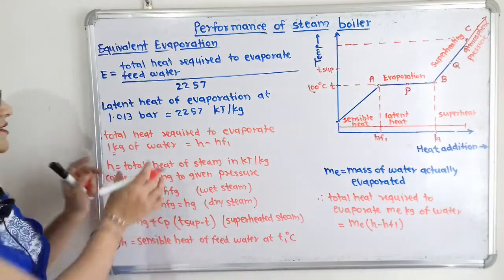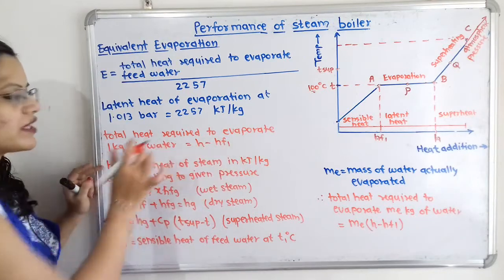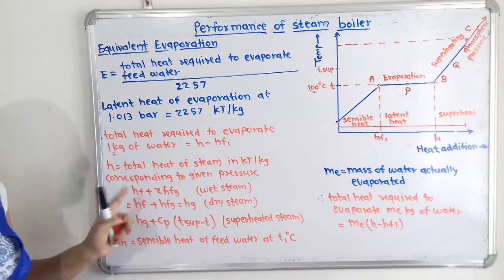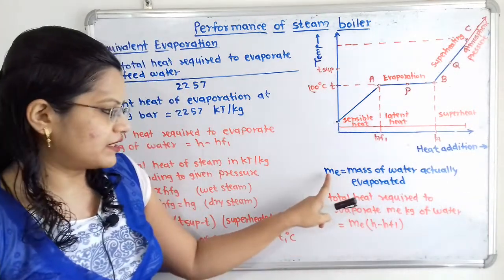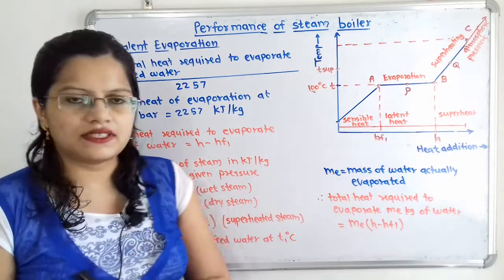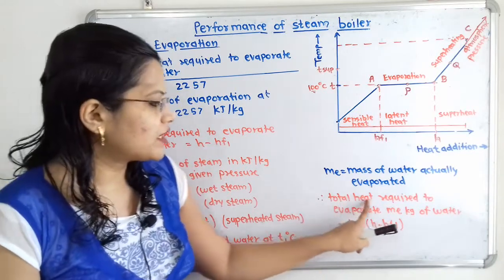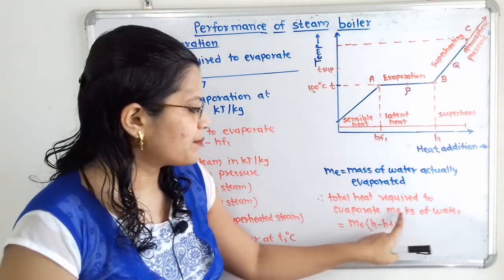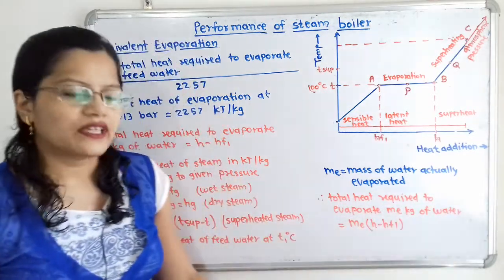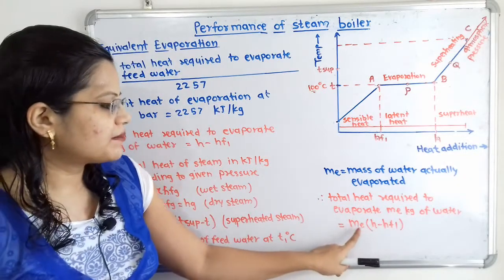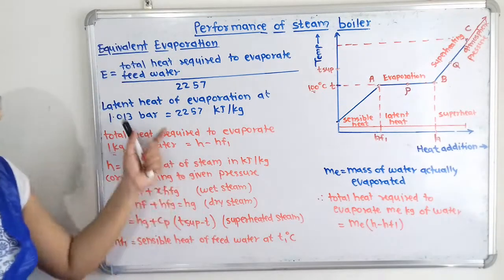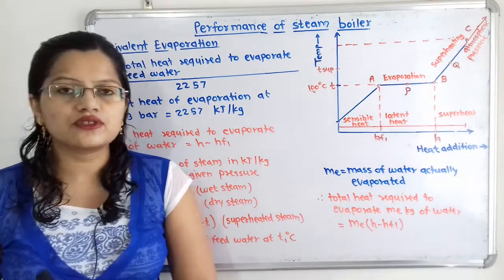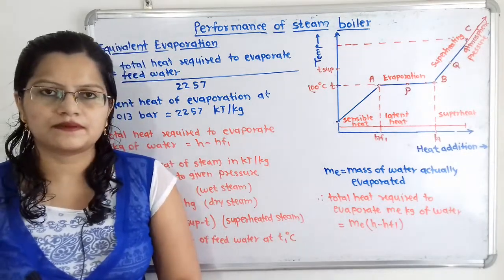Then this is the formula for 1 kilogram of water. But when there is Me, that is the mass of water actually evaporated, so we will say M to the base E. Then what is the total heat required to evaporate Me kilogram of water? That is, we have to multiply with this mass Me, H minus HF1. So these are the important formulas that are useful to solve the problems.